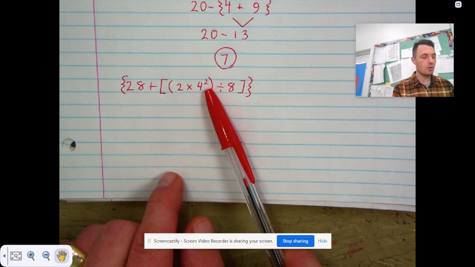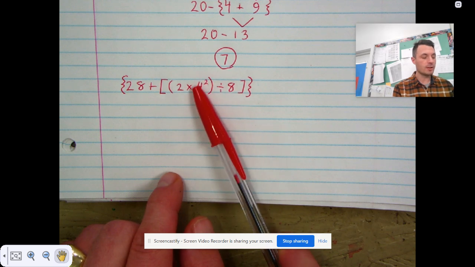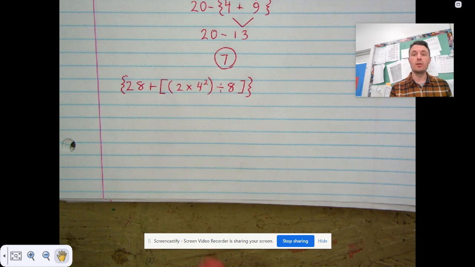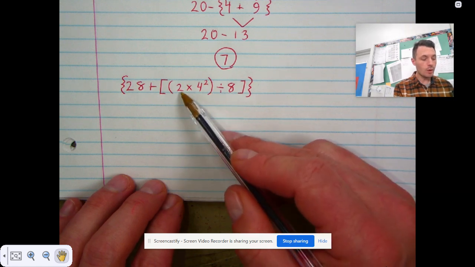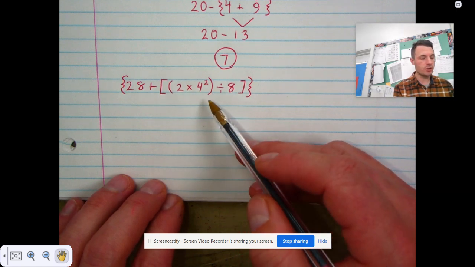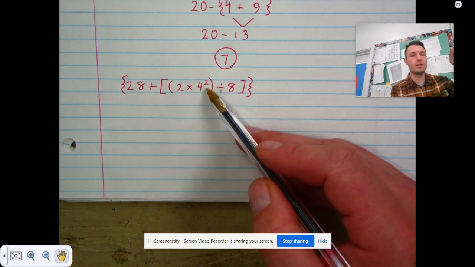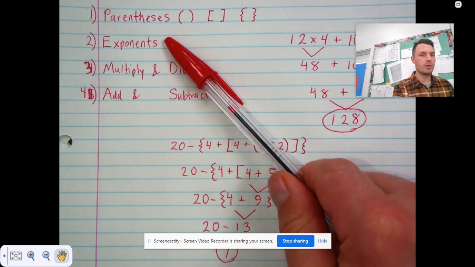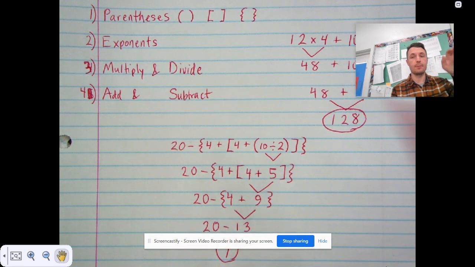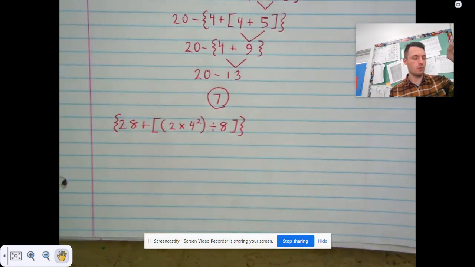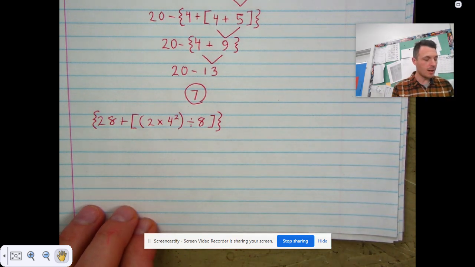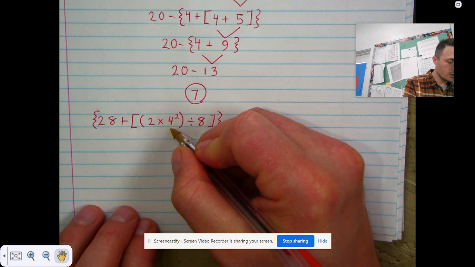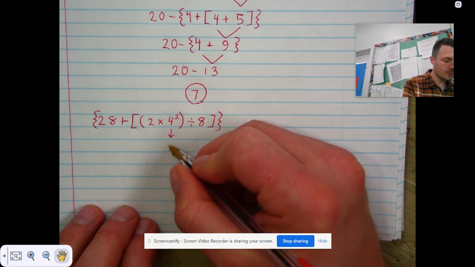Now, doing exponents, we also have to follow the order of operations within each step. So we have to do what's in the parentheses first. But before we multiply the 2 times the 4, we first need to find out what 4 to the second power is, because exponents come before multiplying and dividing. So we're going to do 4 to the second power, and 4 to the second power means 4 times 4. So we're going to just solve that one part. 4 times 4 is 16.